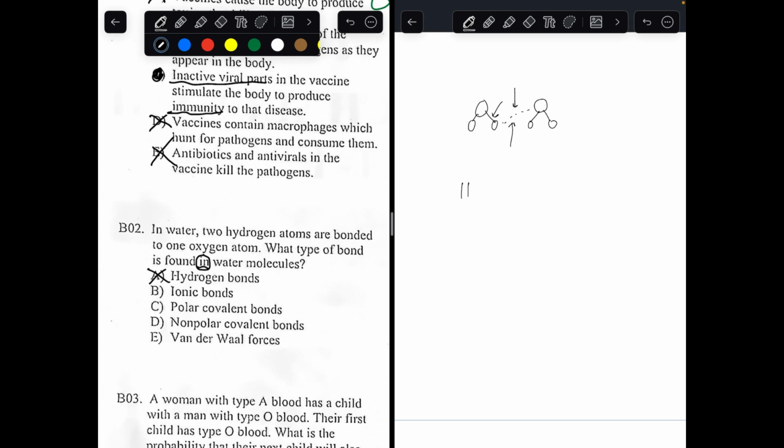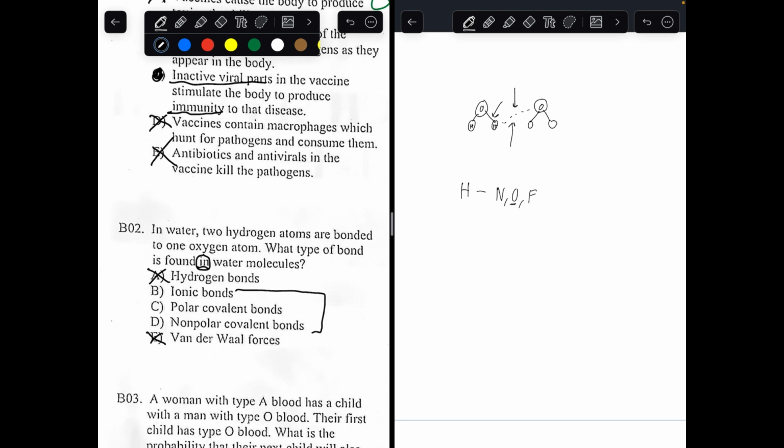A hydrogen bond is between hydrogen and the elements nitrogen, oxygen, and fluorine. In this case, water is H2O. This bond is between hydrogen and oxygen. So that's an intermolecular force, but that's not what it's asking. It's not asking between water molecules. And there's also van der Waals or London dispersion forces between water, but again, that's an intermolecular force, so we don't want that. We're down to these 3.